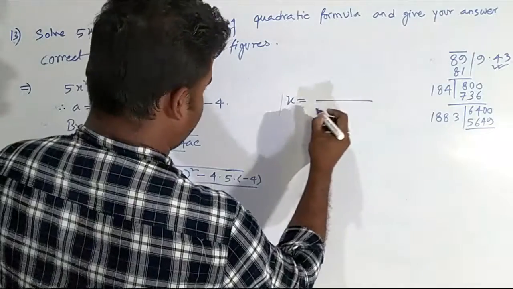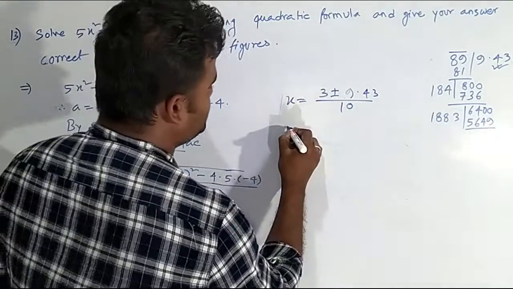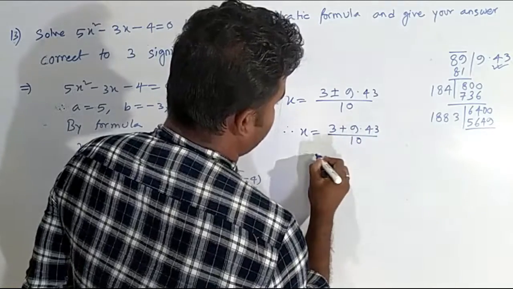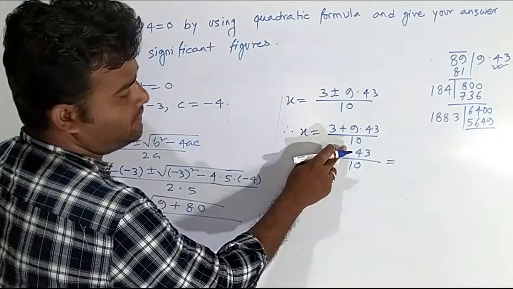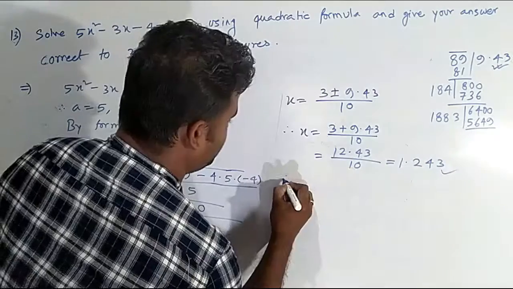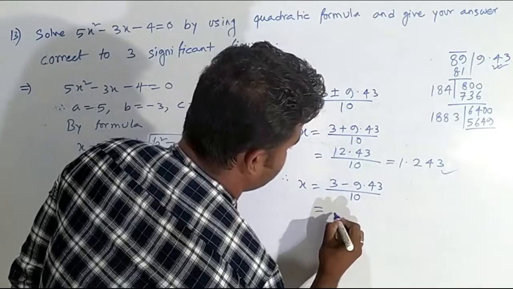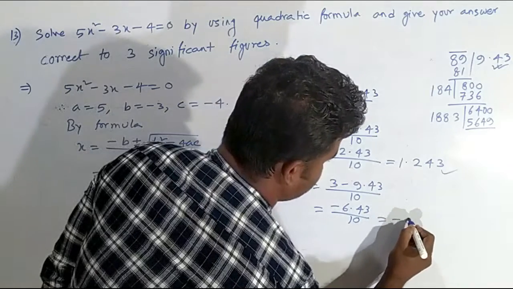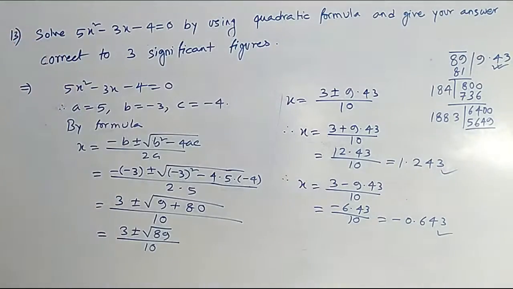X is equals to 3 plus minus 9.43 by 10. Now the roots: x equals to 3 plus 9.43 by 10, that is 12.43 by 10. If we divide the numerator by 10, then we get 1.243. Therefore, the other root is 3 minus 9.43 by 10, and this is equals to minus 6.43 by 10, and this is equals to minus 0.643. And this is also 3 significant figures. That's it.